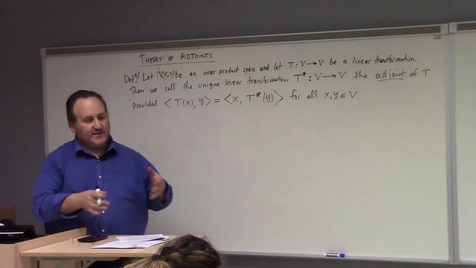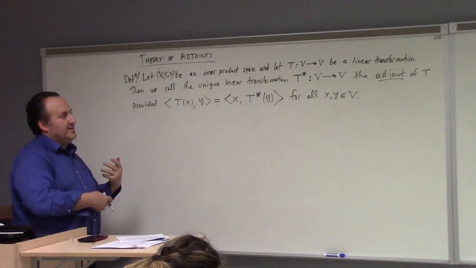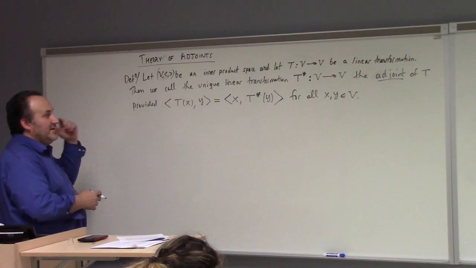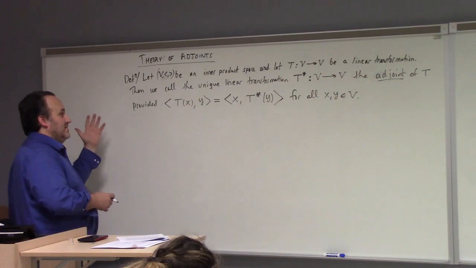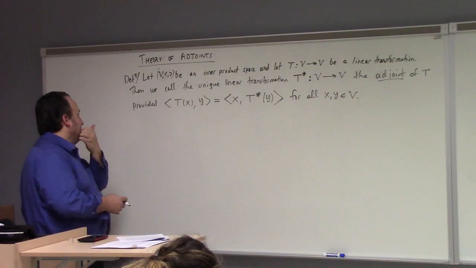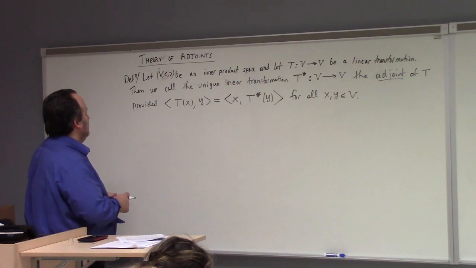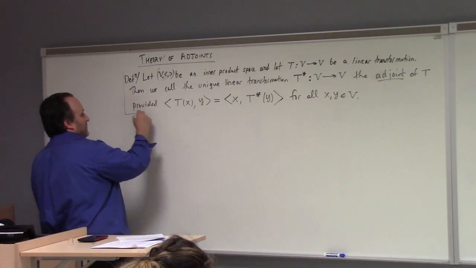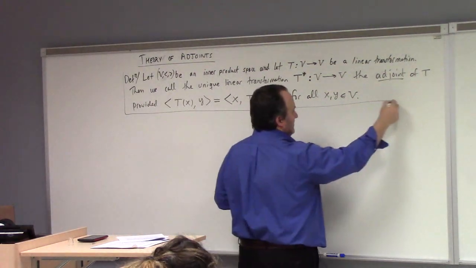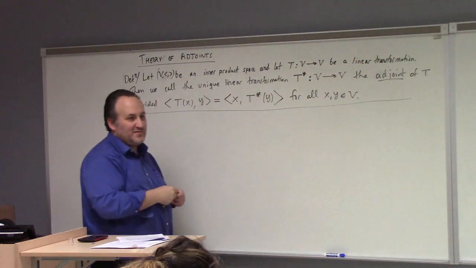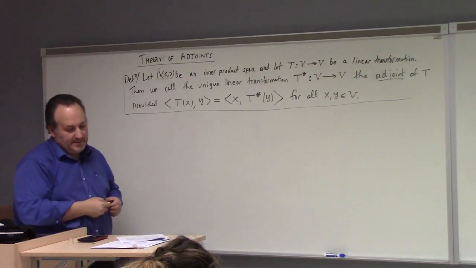For all x and y, the adjoint of T is called T star, and it is the unique linear transformation for which this equation holds. Now, I suppose the question then, given the way I've presented it here, is: wait a minute, does such a transformation exist?